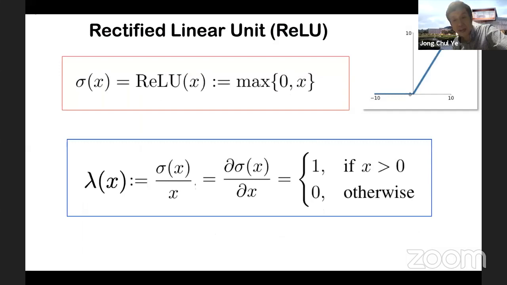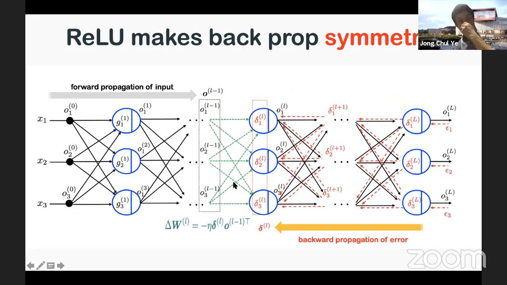Now, very interesting about the ReLU, which is not observed in other nonlinearities: the weighting factor from the ReLU, the output ReLU value with respect to x, as well as this derivative, are equivalent. So this is actually the same. Because of this important property, the ReLU backpropagation becomes symmetric. That means you have propagation and backpropagation, but the derivative of the nonlinearity is exactly the same as the nonlinearity itself. So because of that, this becomes symmetric.